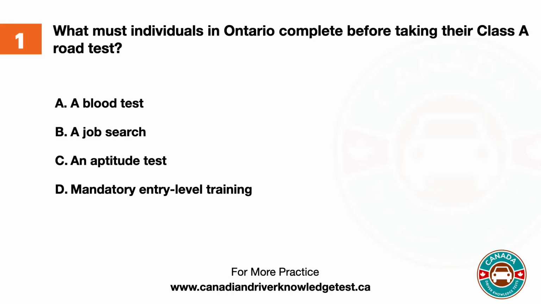Question 1. What must individuals in Ontario complete before taking their Class A road test? A. A blood test. B. A job search. C. An aptitude test. D. Mandatory entry-level training. The answer is D. Mandatory entry-level training.